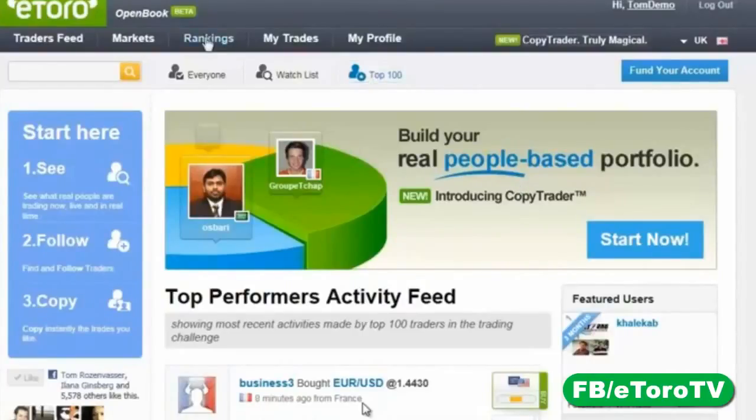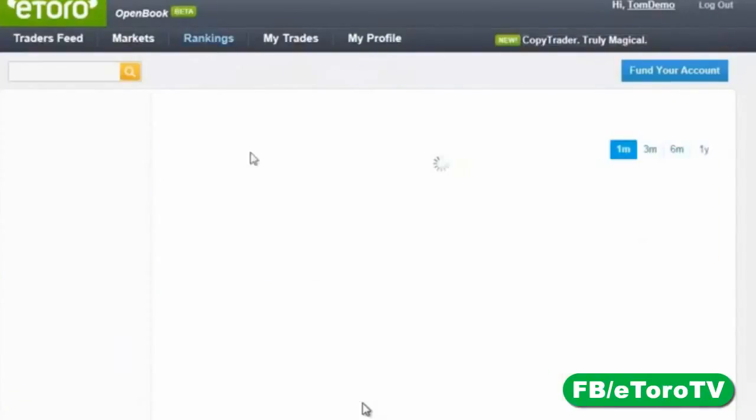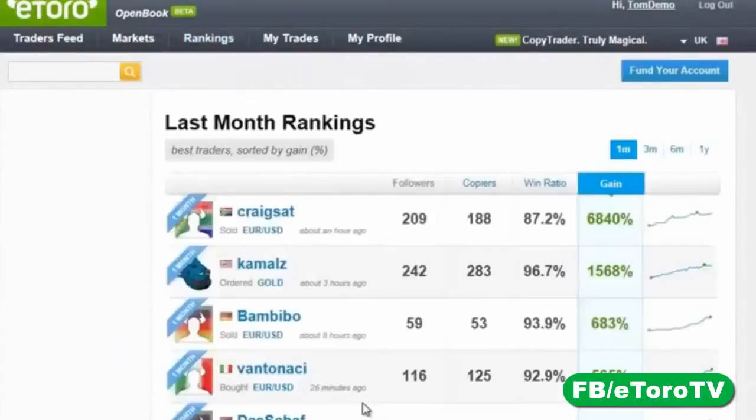Let's see how this works. The best place to pick a trader that we want to copy directly is by going to the rankings. Let's go to the live rankings, and what we can see here is that we have rankings of the last month, the last 3 months, last 6 months, and the last year.